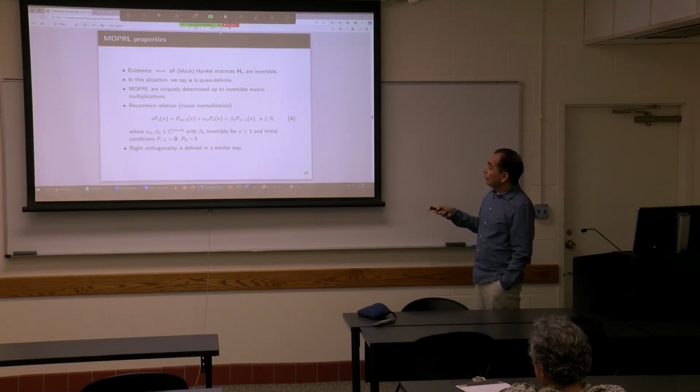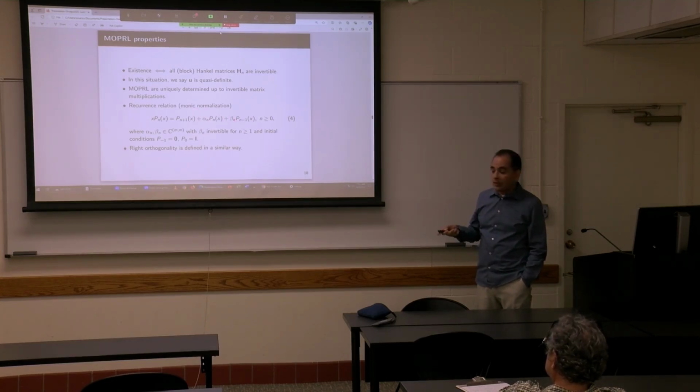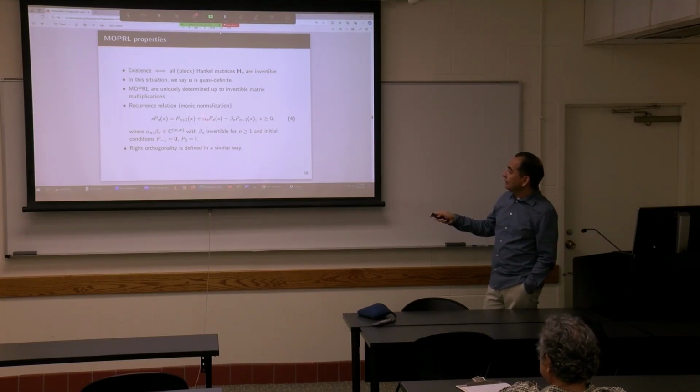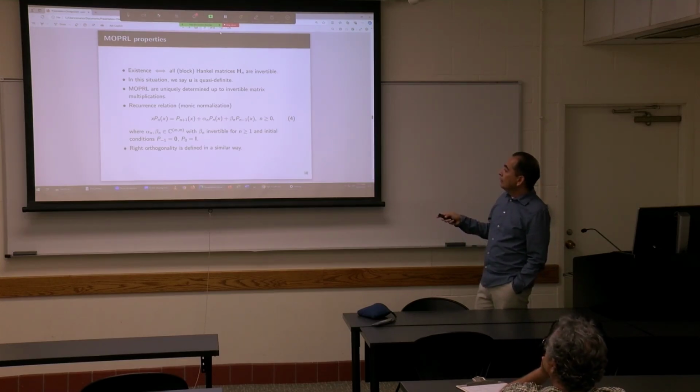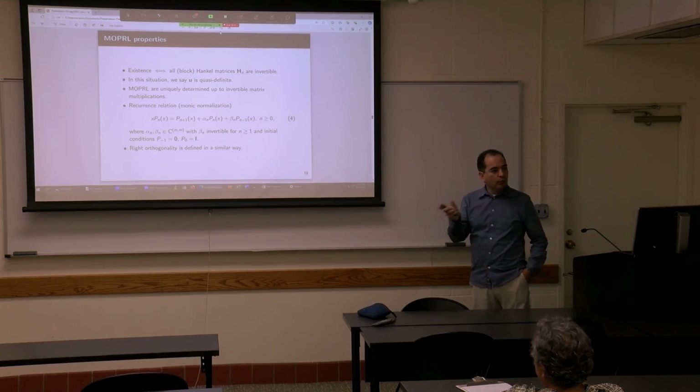You also have a recurrence relation. The only difference is that now the coefficients are matrices, right? In the scalar case, these are supposed to be different from zero. Now they have to be invertible, and these can be just any matrix. Okay. And I'm multiplying on the left in this situation, but we can define orthogonality also on the right.